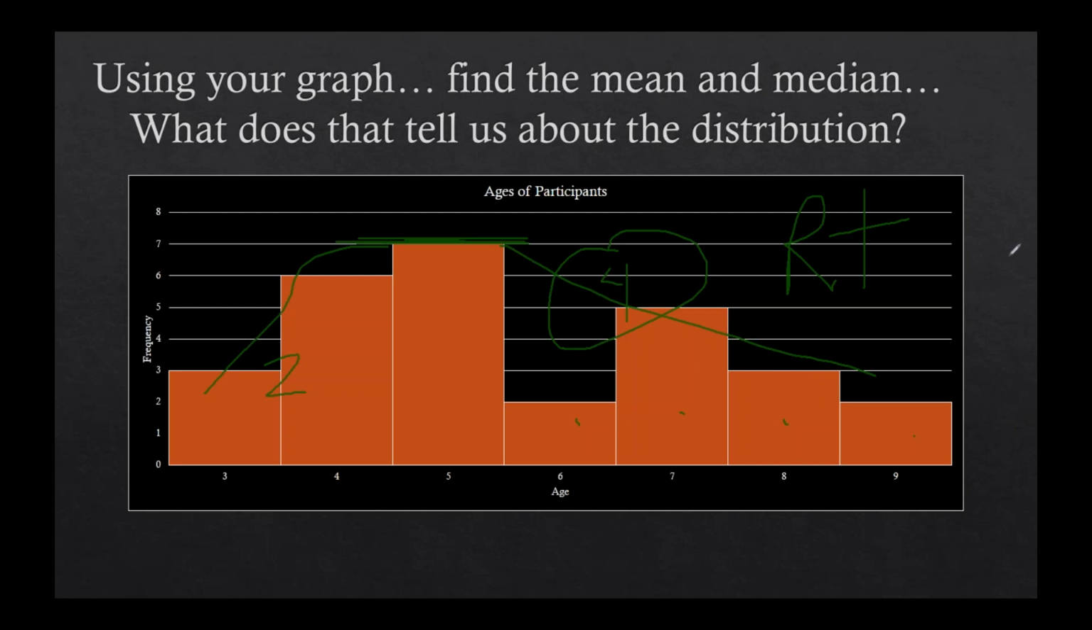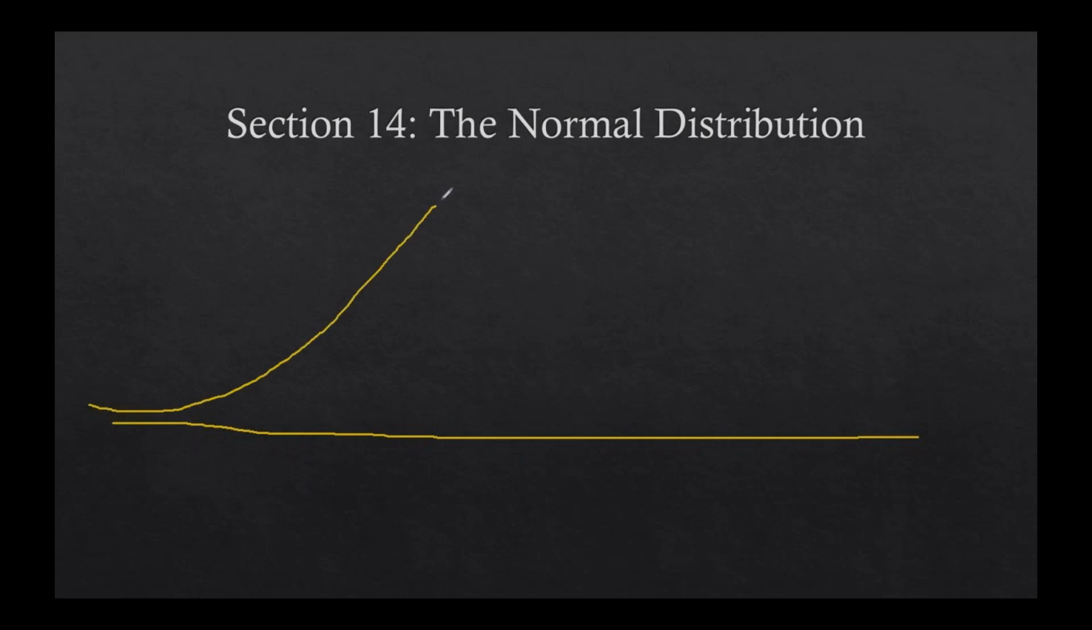Okay. In that case, let's move on to section 14, the normal distribution. When we're talking about the normal distribution, and this is super hard to draw with a mouse, that's supposed to be a straight line. The normal distribution is a bell curve, and that might be the best bell curve I've ever drawn with a mouse. The thing about a bell curve is all of the data will fall underneath, right?